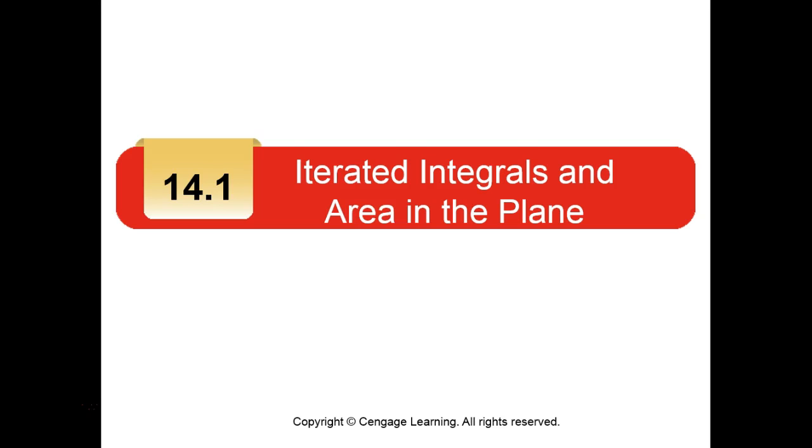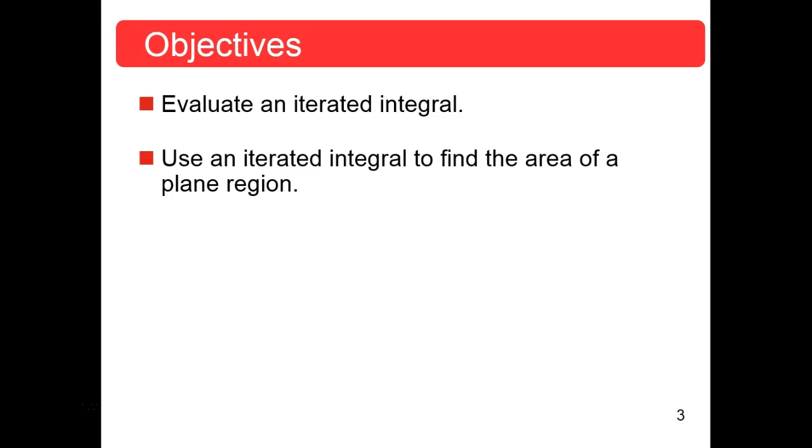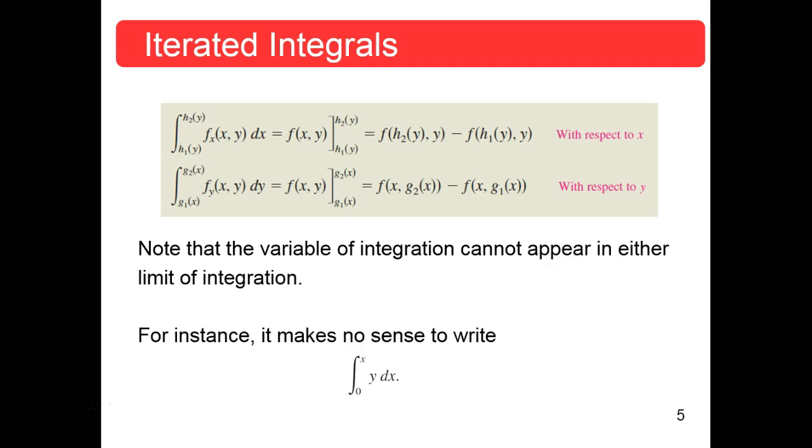And 14.1 is iterated integrals and area in the plane. I'm going to try to do this section as quickly as possible. We'll evaluate an iterated integral. Of course, we've got to define what that is. And we'll use an iterated integral to find the area of a planar region. So what in the world is an iterated integral?